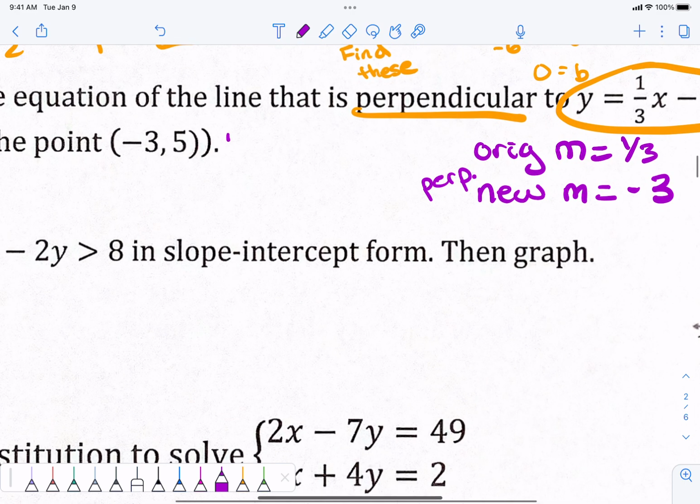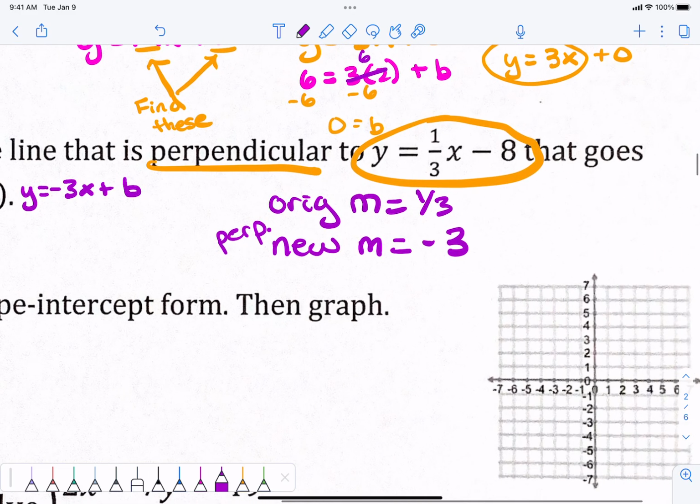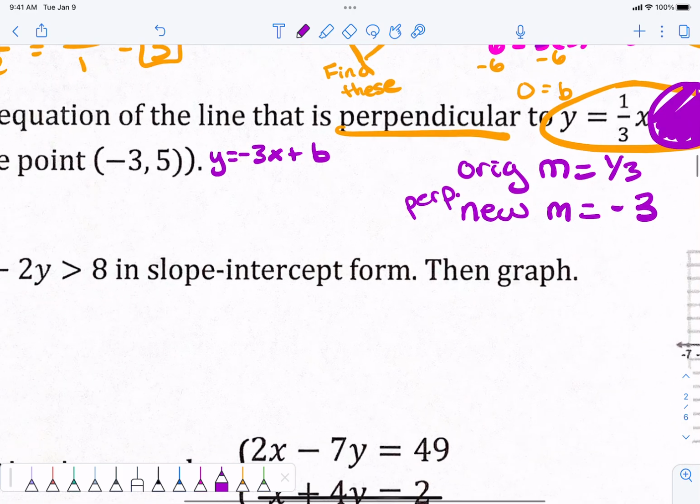Now we have y equals -3x plus b. When do we use this -8 right here? Never. You can cross it off. You remember me saying that? Never use it. You only use the slope.